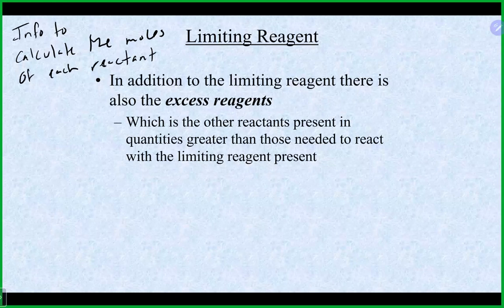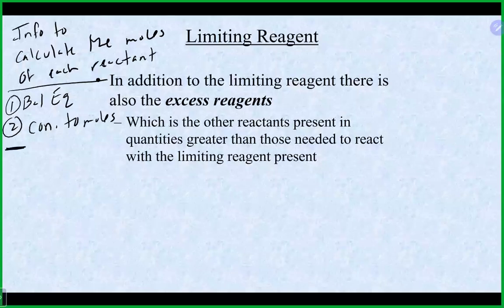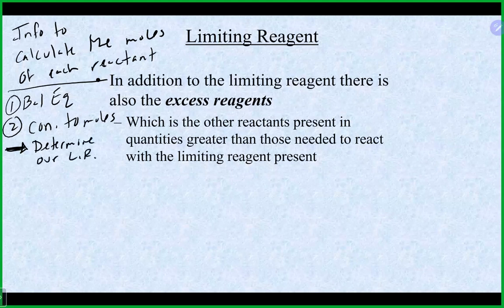So if you remember the same four steps for our basic stoichiometry problem, we are still going to balance the equation, pretty much a standard no matter what method you choose. We are still going to convert whatever they gave us to moles, also pretty standard no matter what method you use. Right around here in this method, after we convert everybody into moles, we're actually going to determine our limiting reagent. So we're going to determine through a calculation which reactant is our limiting reagent.